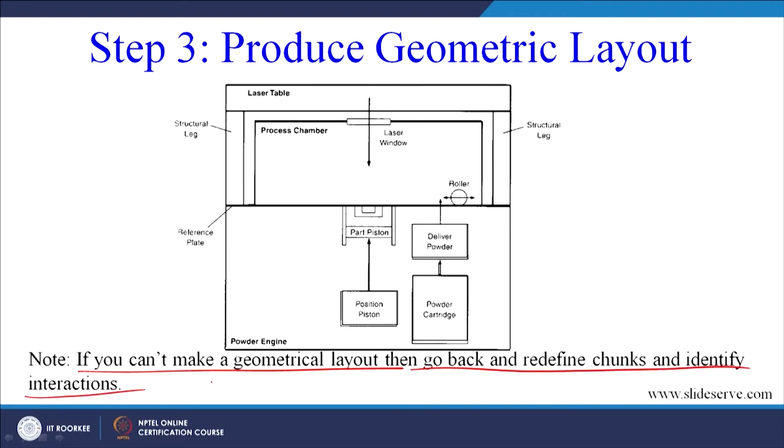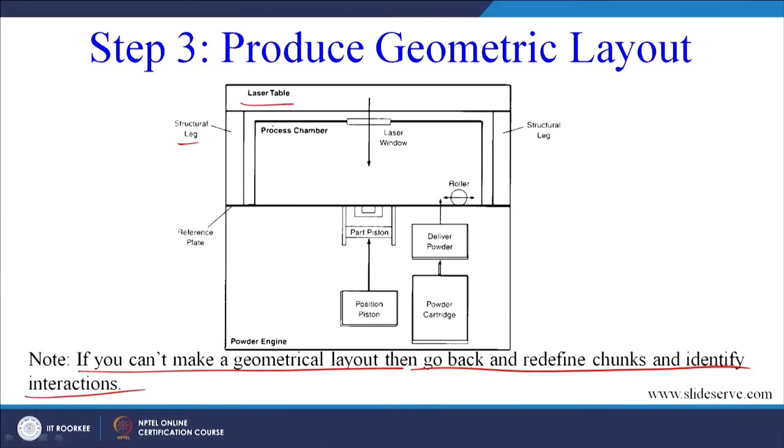Because we want our product architecture to be compact, it must be aesthetically appealing, it must be nice looking, and we must be able to appreciate by looking at the system that not only functionally is this product good, but aesthetically also it is very good. So we have to be very judicious in the selection of the geometric layout of our product. So based on the various chunks, we will produce a geometric layout.